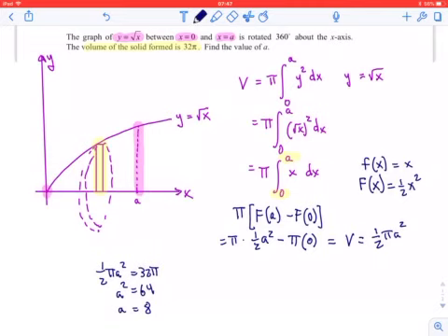So that's how we solve one of these volume of revolution questions, where it's not just find the volume, but go one step further to perhaps go backwards and think about this concept a little bit differently.